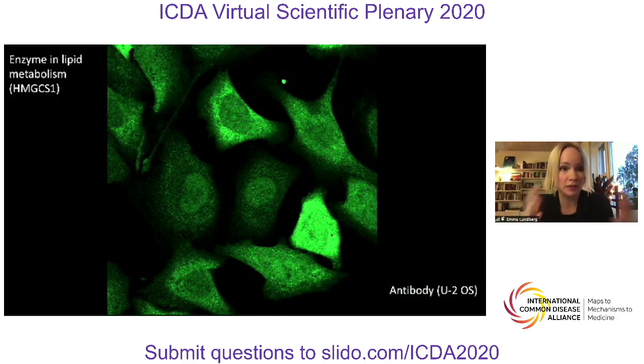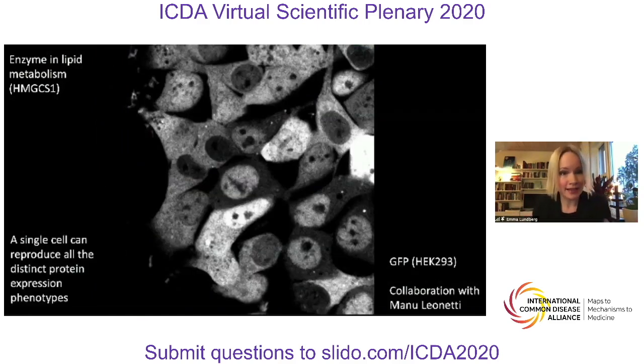So we've made a biallelic GFP tagged cell line, isolated a single clone, and then asked the question, can a single cell recapitulate this variability? Because that really means that it is temporal dynamics. And yes, it can. This is a GFP tagged cell line, and it's also different cell lines. So it shows that this heterogeneity is conserved across different cell lines. A single cell can reproduce all the distinct protein expression phenotypes. We still don't know what the different functional capacities of these cells are, but we do know that it exists at least.